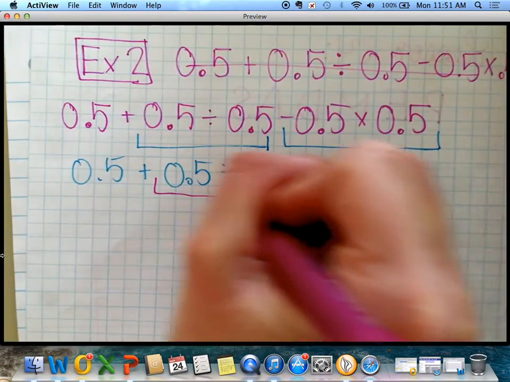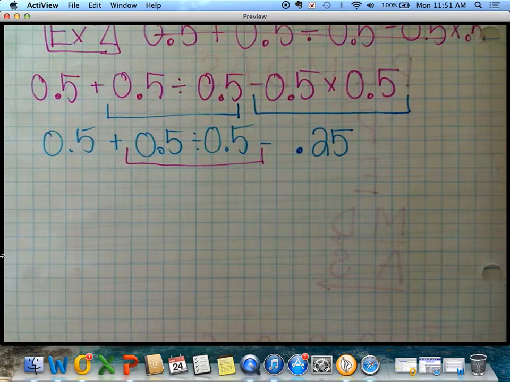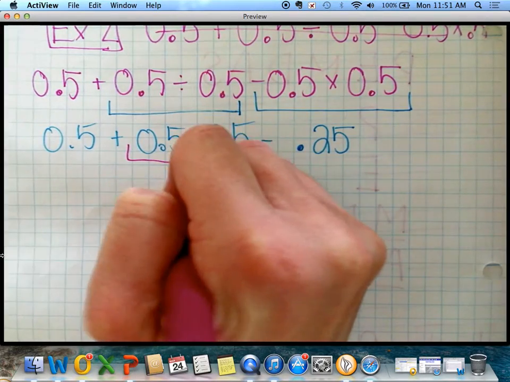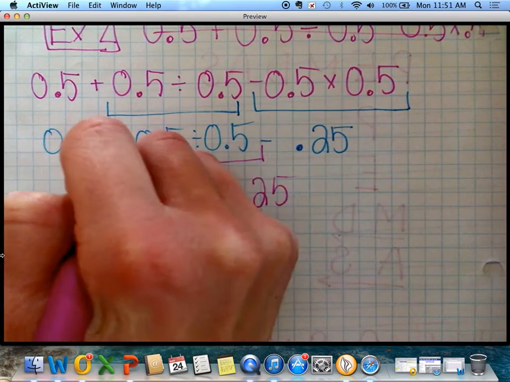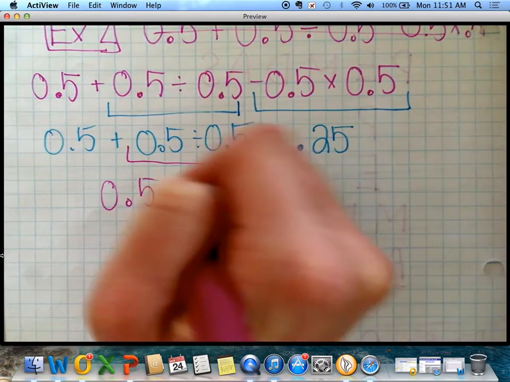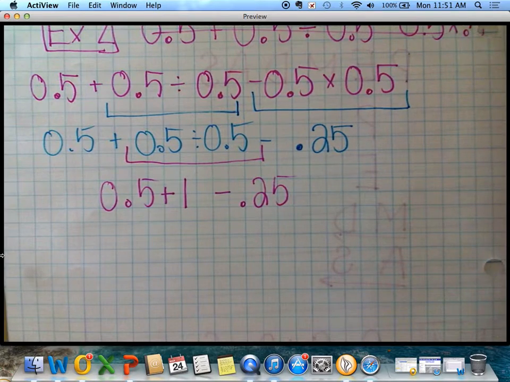Division is next. What is 0.5 divided by 0.5? Anything divided by itself is 1. So I've got 1. Everything down that does not change. What do I do next? It's kind of a trick question because if we write PEMDAS sideways, we have addition before subtraction, but I need to move left to right. So what do I do next?